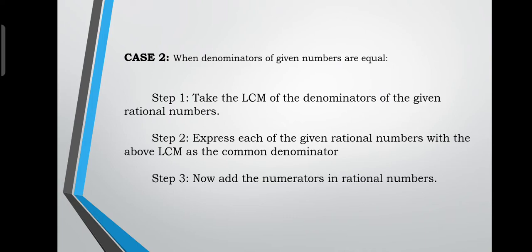Step 1 is to take the LCM of the denominators. Step 2 is to express each of the given rational numbers with the above LCM as the common denominator. So we take the denominator as same. And the third step is, once the denominators are same, we can add easily. So this is case number 2. I hope you understand case number 1 and case number 2. Using case 1 and case 2, we are going to solve some problems. Let us start, children. Solving problems.